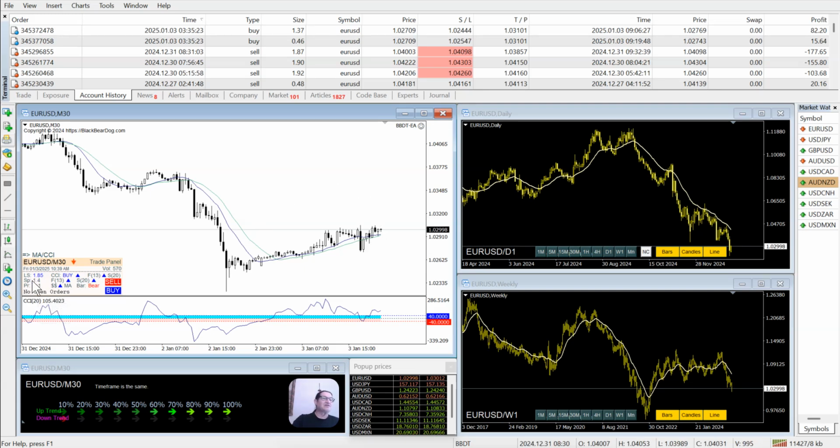Now, as far as information displayed here, when you trade the MACCI, you get things that are specific to it, as you do when you trade the SNR breakout or retracement. What is constant are the three titles right here. The first one is the lot size, which is automatically calculated based on your deposited amount.